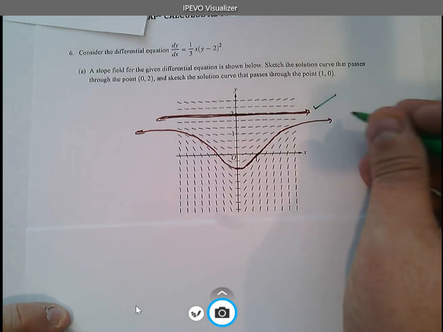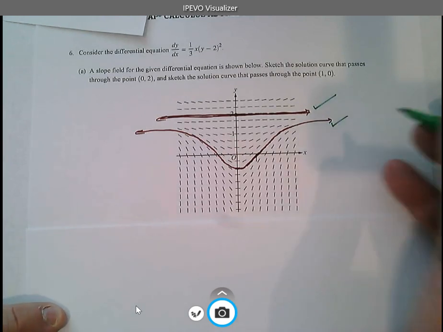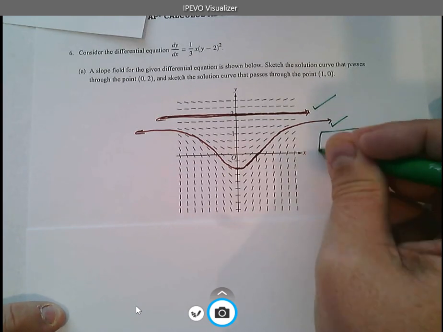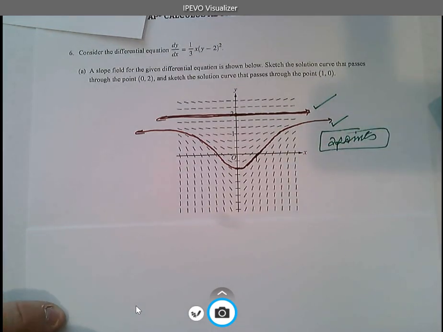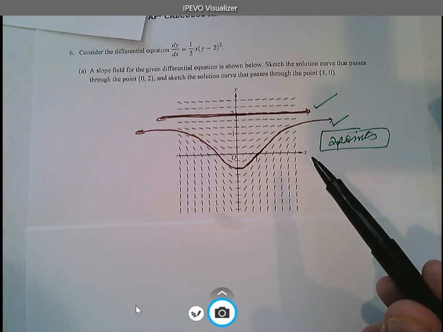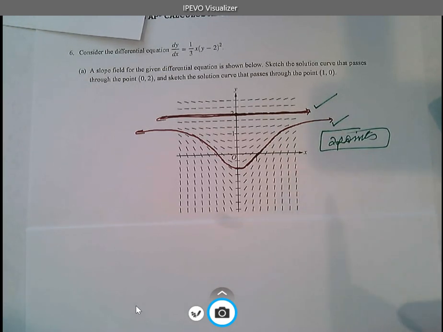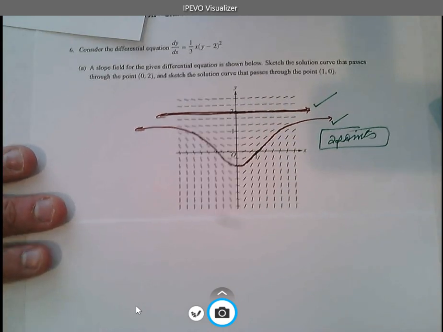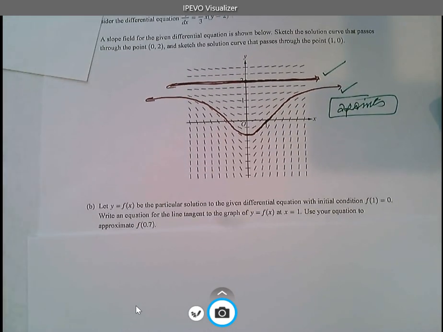1 point for the first solution curve, a second point for the second solution curve, for a grand total of 2 points. This is the kind of question where I would expect pretty much everybody's going to pick up that point. As long as you've seen the question, you've had exposure to differential equations, you understand what a slope field is, you should be good. All right, let's look at part B.